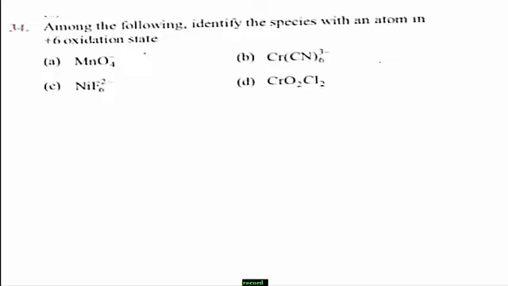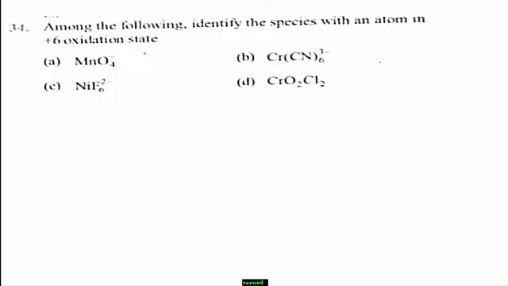Next, question number 34. Among the following, identify the species with an atom in +6 oxidation state. Option A, MnO4 minus. Option B, Cr(CN)6 3 minus. Option C, NiF6 2 minus. Option D, CrO2Cl2. Yes. Among the following, identify the species with an atom in +6 oxidation state.